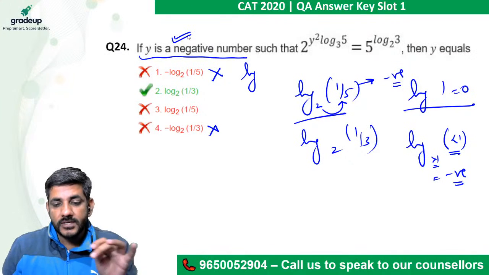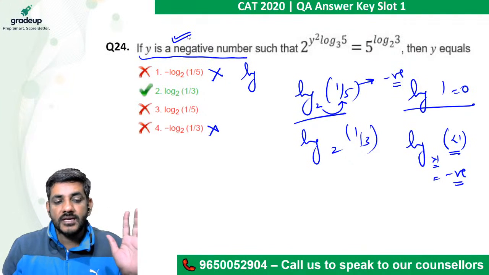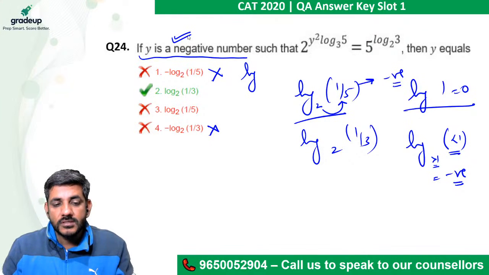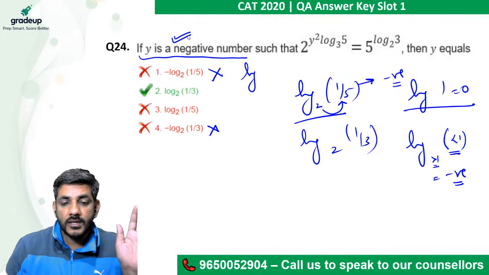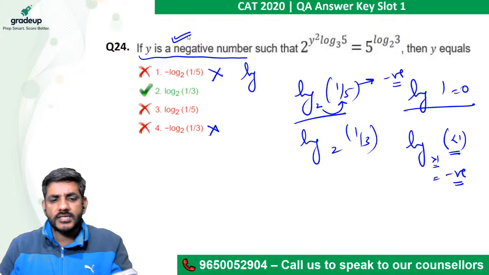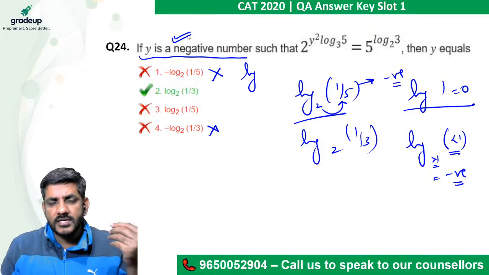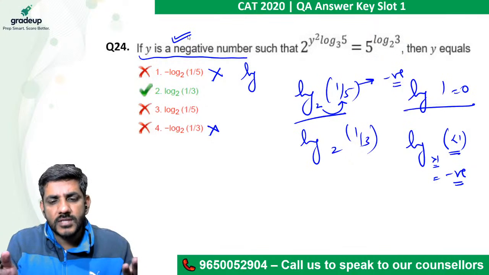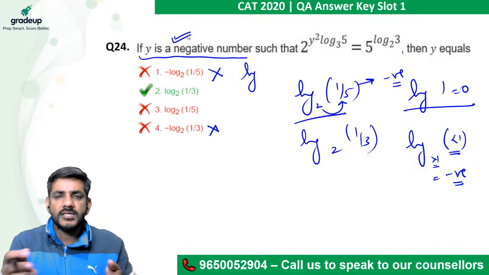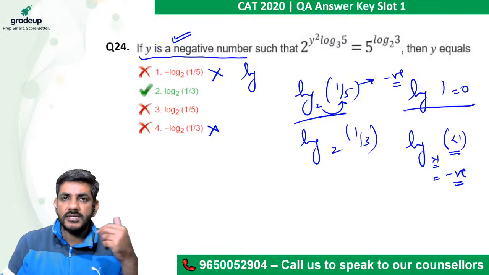Therefore, first option and fourth option straight away cannot be the answers. Answer would be either second option or third option. To do that, you can do one thing. You can straight away put any one of the values, 1/3 or 1/5, and check. If I put log 1/3 to the base 2, if it satisfies, it is the answer. If it does not satisfy, the other one is the answer.